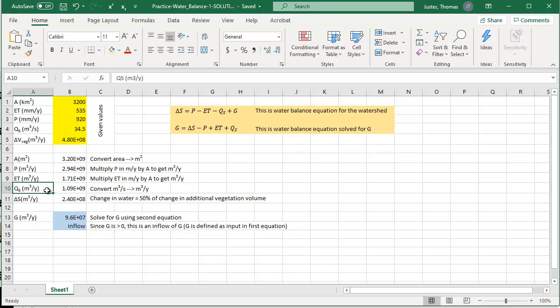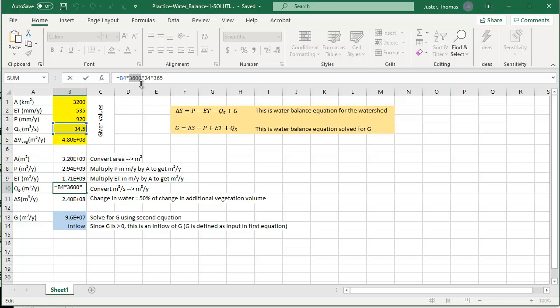The stream flow is given in cubic meters per second, and in order to convert that to cubic meters per year, I need to multiply by the number of seconds in a year. So that consists of 3,600. I know that number is 60 seconds per minute and 60 minutes per hour. That's 60 times 60, which is 3,600, times 24, the number of hours in a day, times 365, the number of days in a year. And that gives me, in cell B10, the volume, the flux of stream flow in cubic meters per year.